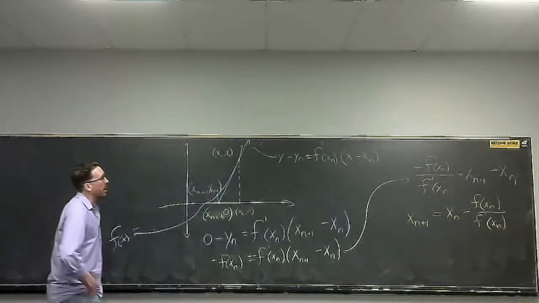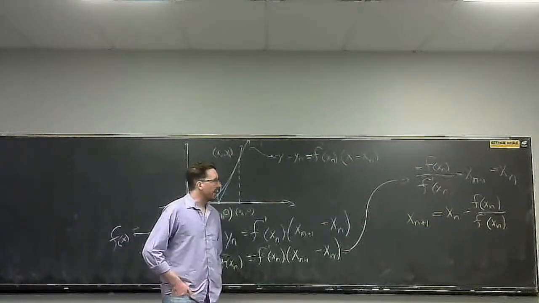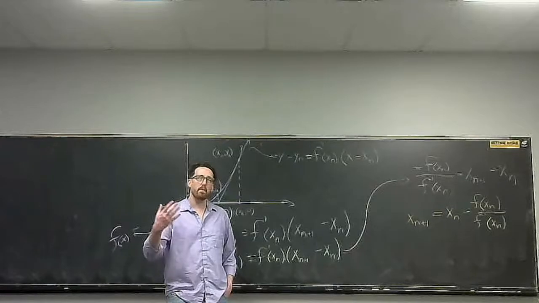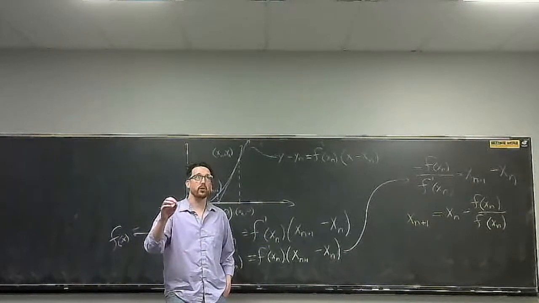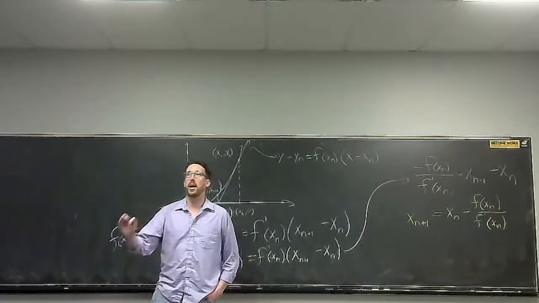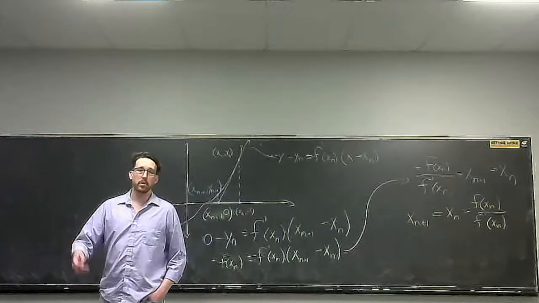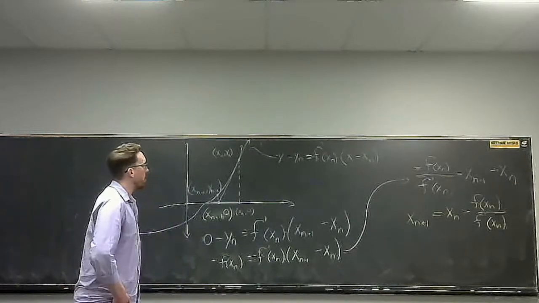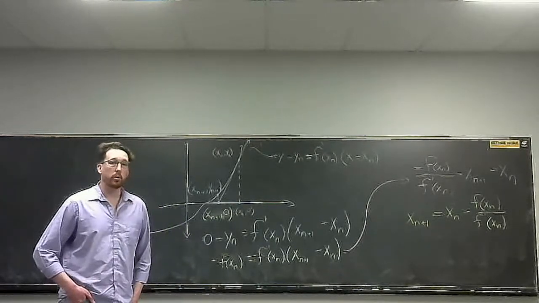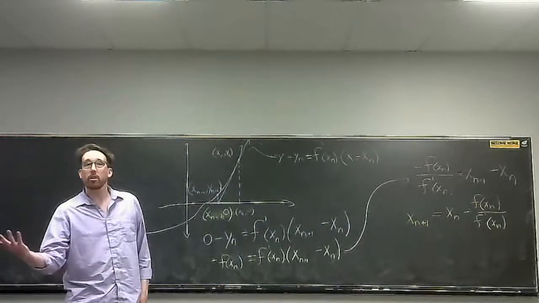This is called a numerical method, for whatever that's worth. Or this is an example of a branch of mathematics known as numerical methods. Numerical methods are algorithmic approaches to solving math problems.